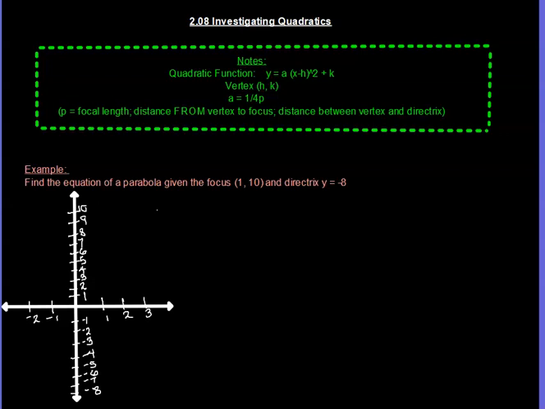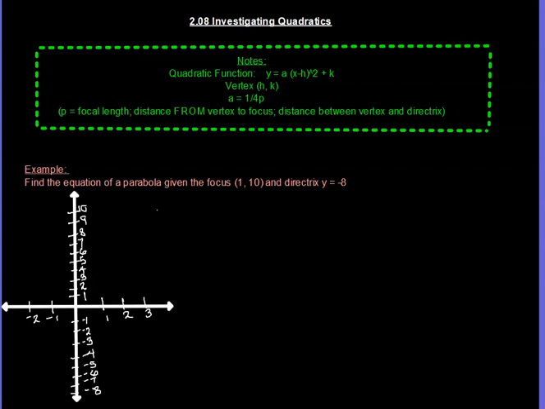Hey guys, so today we're going to go over investigating quadratics. So please note in green the equation of a parabola, the quadratic function y equals a(x minus h) squared plus k. The vertex is always going to be (h, k).